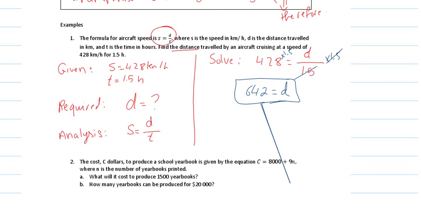All right, so basically I'm done. I solved for the distance. All I have to do right now is a therefore statement. So I'm going to have to say, therefore, the distance traveled by the aircraft is 642 kilometers.